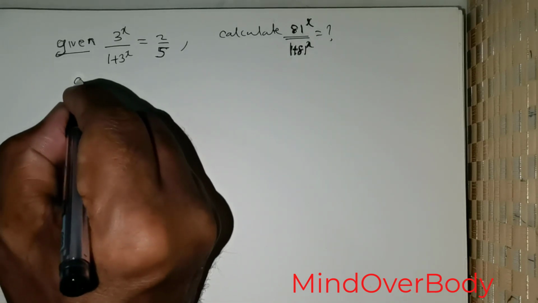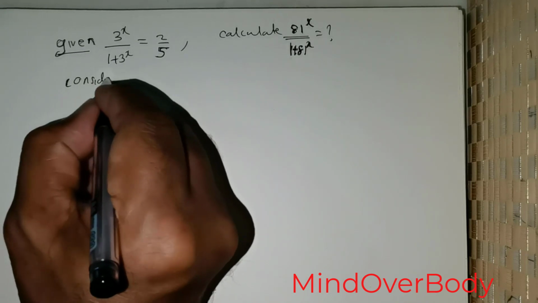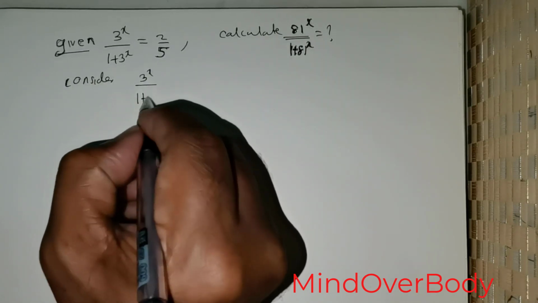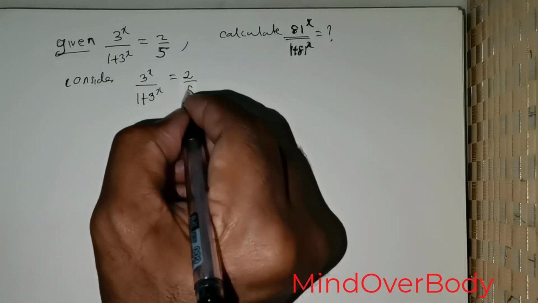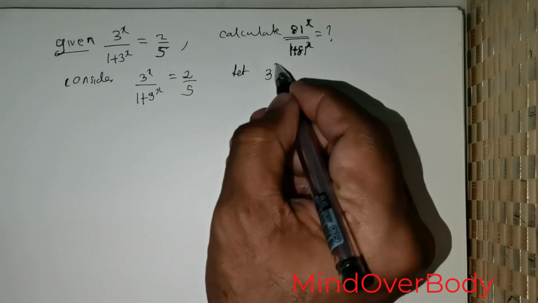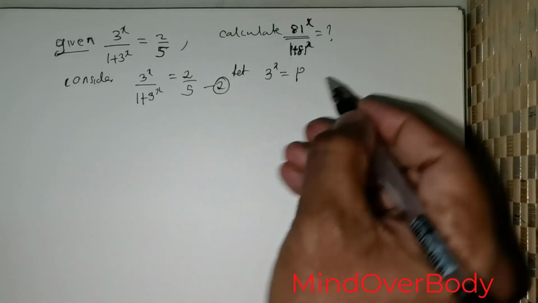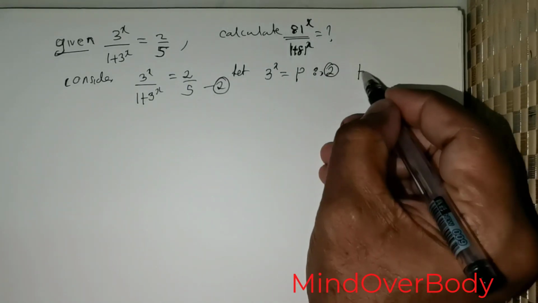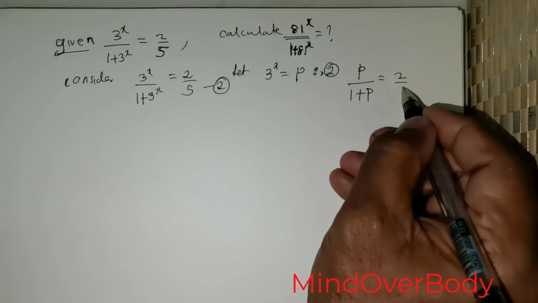So now let me just start off with the word consider. Consider 3^x / (1 + 3^x) = 2/5. Now I would like to take 3^x to be equal to some p. So I can rewrite it as p / (1 + p) = 2/5.